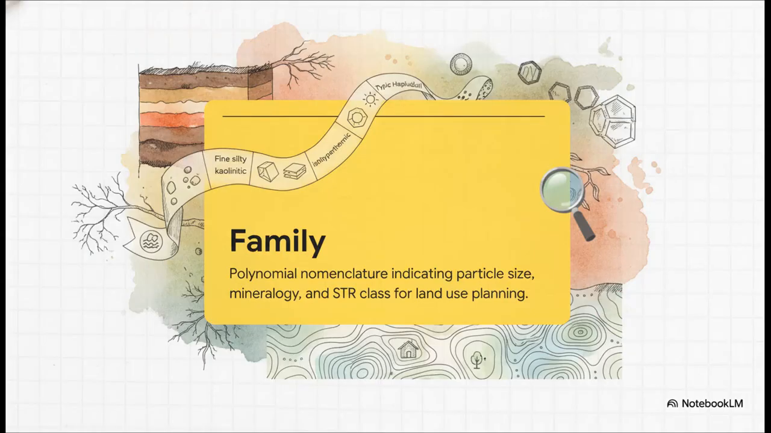Down to the 5th category, we have the family. Now, family names are incredibly practical. They exist to meet the real-world need for making practical predictions for land use planning. So, they explicitly indicate the particle size class, the mineralogy class, and the STR class. Because it packs in all this vital data, it uses a polynomial nomenclature. A perfect example would be fine silty, cavolinitic, isohyperthermic, typic hapludol. That's definitely a mouthful, but it tells you exactly what you're working with.